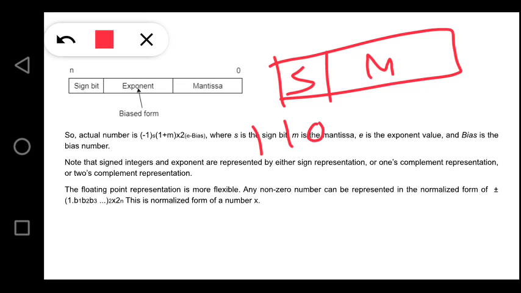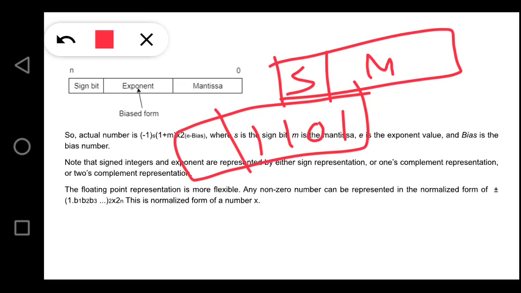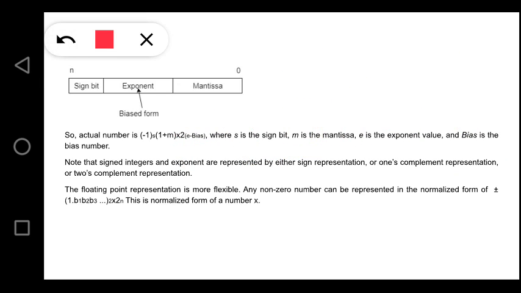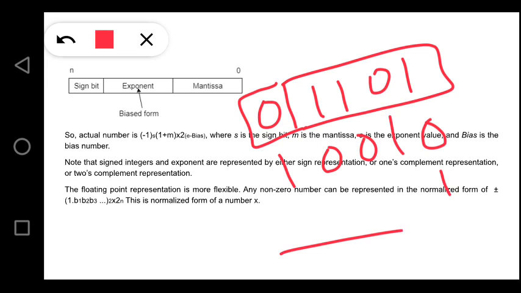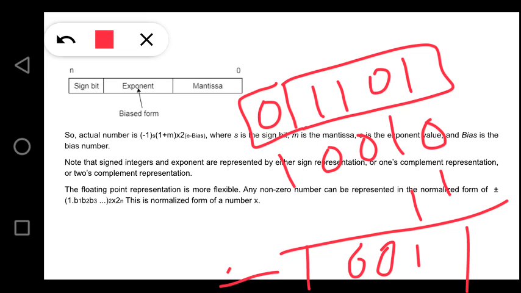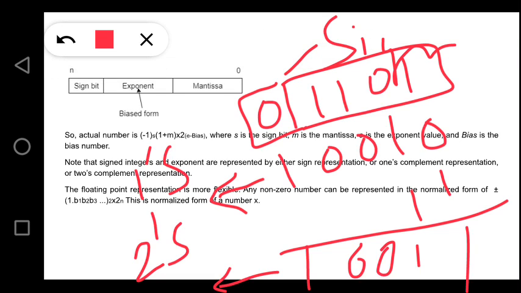Let's take 1101 as a number. If the sign bit is 0, 1101 means plus 13, otherwise it is minus 13. If you take the same number in one's complement representation, 1101, including sign bit, this is the representation for one's complement. In case of two's complement, you just add 1. This becomes two's complement, one's complement, sign bit. What are these? These are the representations of an integer number, how it is going to be stored in the memory.